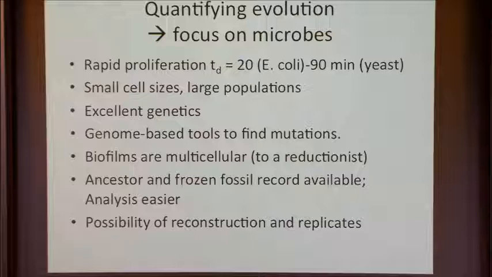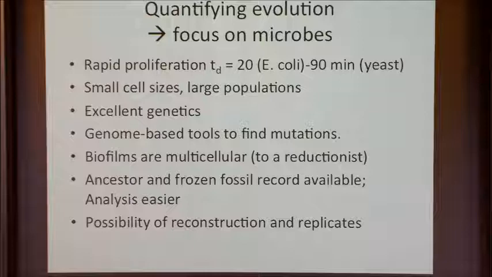And in order to answer these questions, it's really natural to focus on microbes. The reason is that microbes have a very small generation time. An E. coli is just 20 minutes under good conditions. In yeast, it's 90 minutes. Then by definition, microbes are small in size, which means that you can cultivate very large populations.